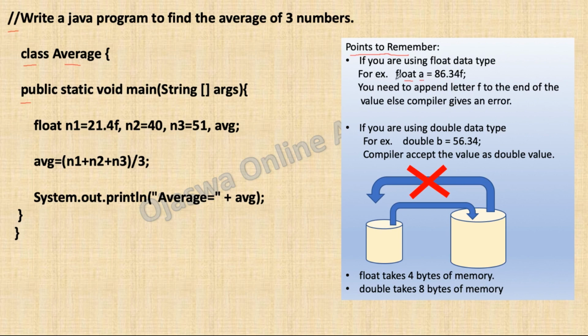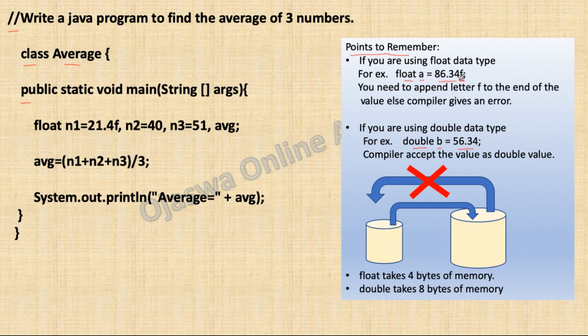Float is a keyword that denotes the float data type. a is the variable name. And while assigning a value, for example 86.34f, you need to append f to the end of the value. If you are using the double data type, for example double b = 56.34, you can just directly write the value with the decimal point. Now here, if f is not appended to the value, the compiler gives an error.